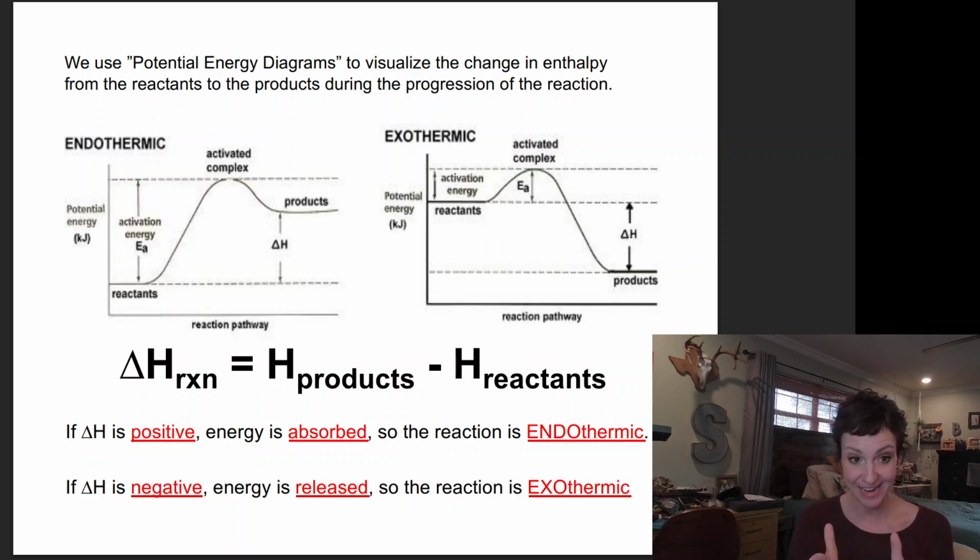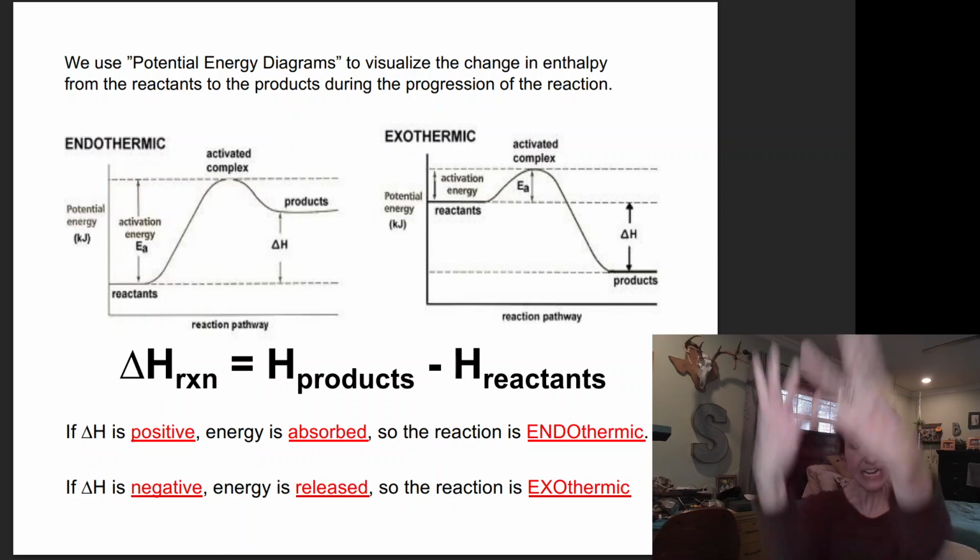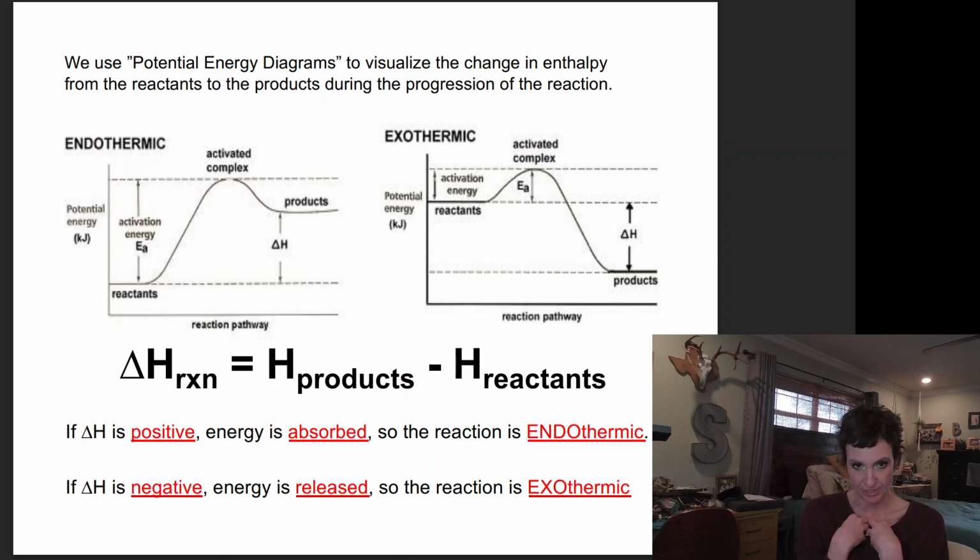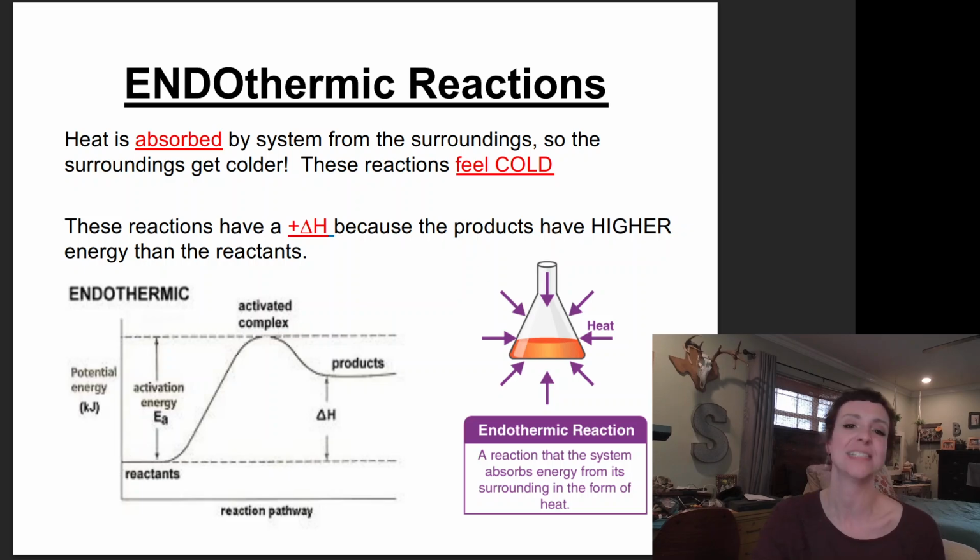The takeaway here is that if your delta H is a positive number, that lets me know that energy is absorbed in that reaction, and that reaction is endothermic. If your delta H that you would calculate from a Big Papa equation is negative, that lets me know that energy is released in that reaction, and that reaction would be known as exothermic. Okay, so positive, absorb, endo. Negative, release, exo. Okay, so let's just unpack this a little bit further.